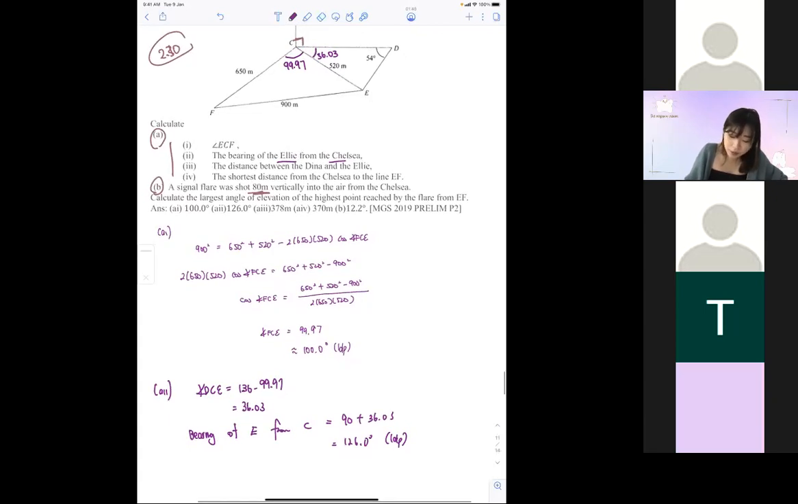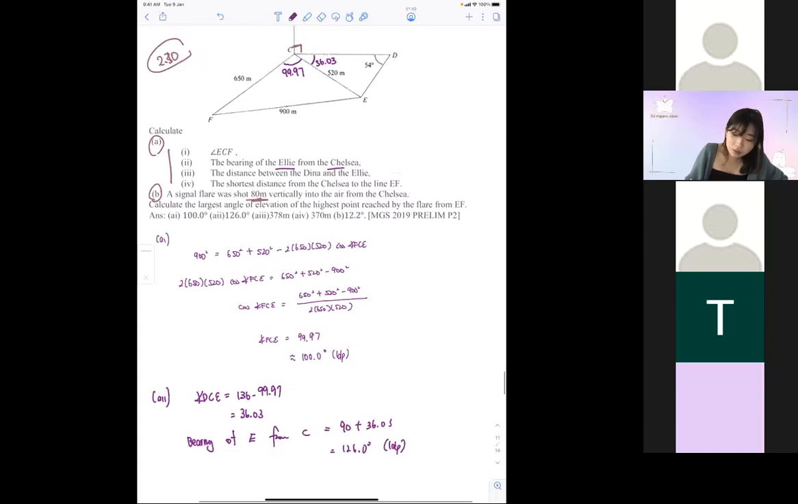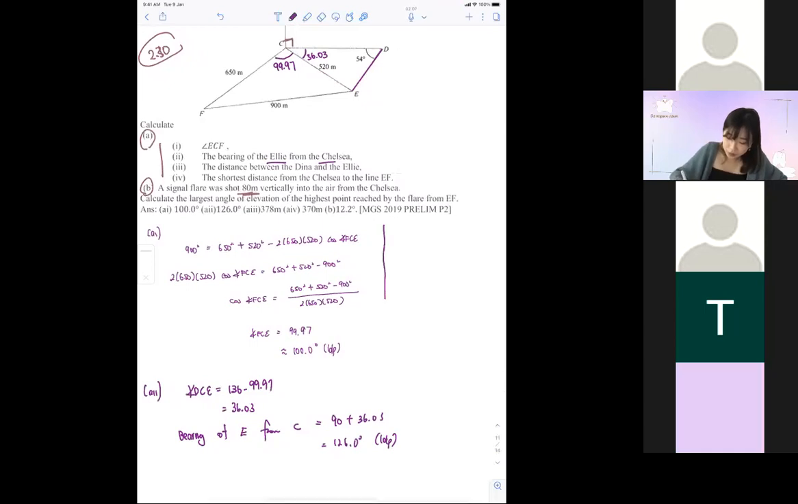Okay, the next part. I want the distance between D and E. I want to find this length. So same thing, ask yourself which triangle this is in: a non-right angle triangle. Can you use sine rule? This is the angle that you have. One unknown. Out of the four values, you have only one unknown. So this is good. For part 3, you can use your sine rule.